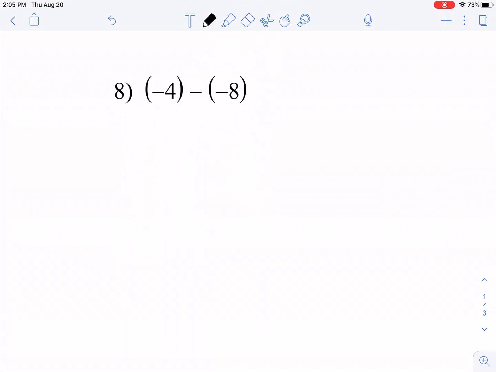Same thing. It's a keep, change, change situation. Again, if I subtract a negative, that just really means take this and turn it into a plus sign, add the opposite. So now I have a negative 4 plus a positive 8. Different signs, subtract and keep the sign. 8 minus 4 is 4. 8 is the larger number and it's positive, so we get a positive 4.